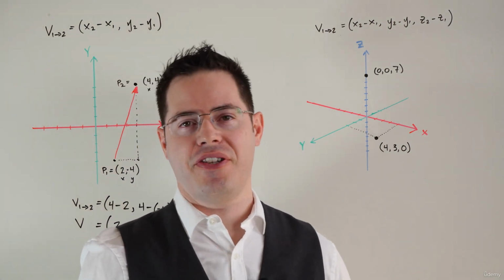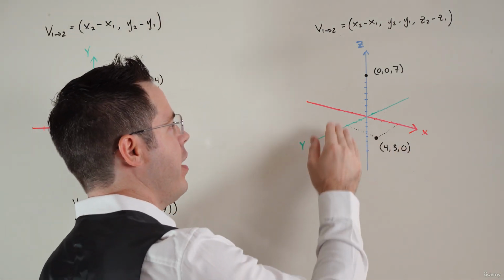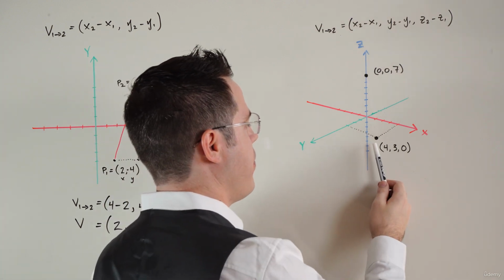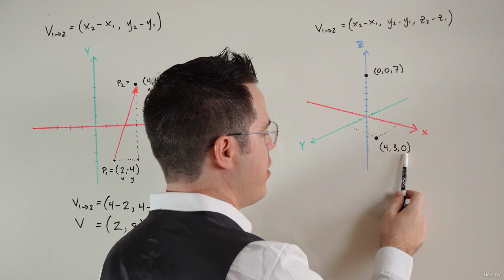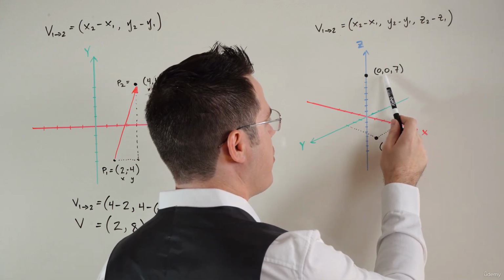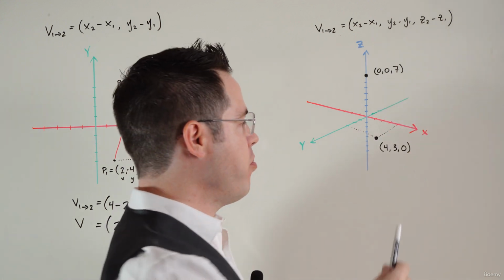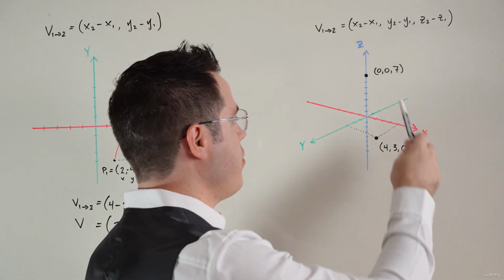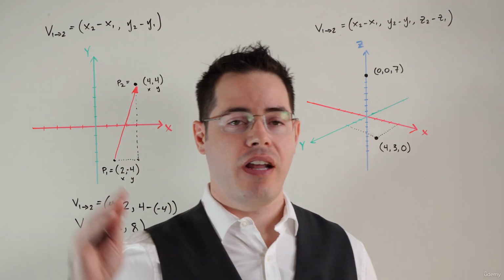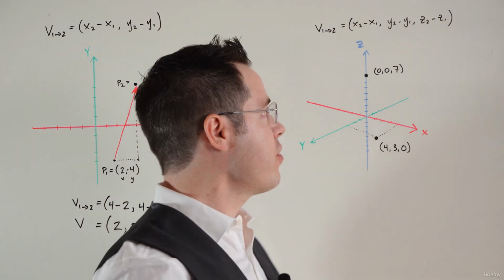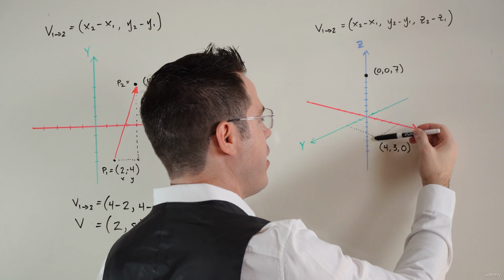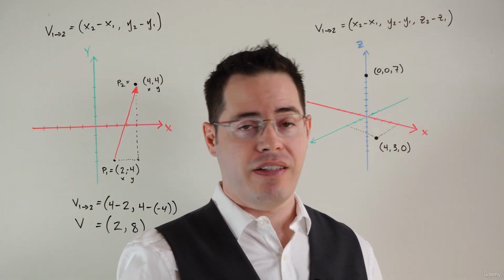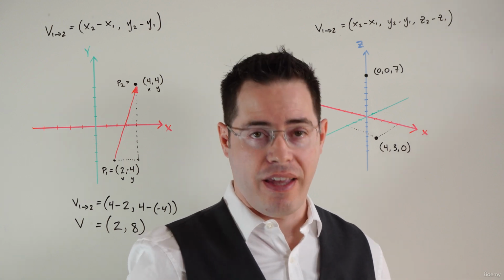Now let's do a three-dimensional example. I have the x, y, and z axes in three-dimensional space, and I have 2 points. I have a point down here at 4, 3, 0, and a point up here at 0, 0, 7. Let's pretend that the point down here is the location of someone on the ground, and 0, 0, 7 is the location of a sniper on a rooftop. Now, if our sniper needs to aim down at the person on the ground, we'll call them the victim, then we need to know what direction that sniper needs to shoot in order to hit that victim.